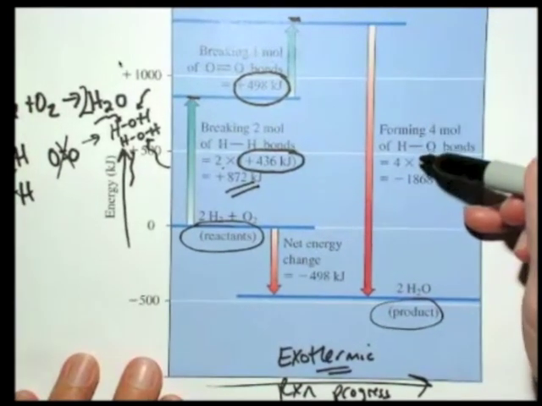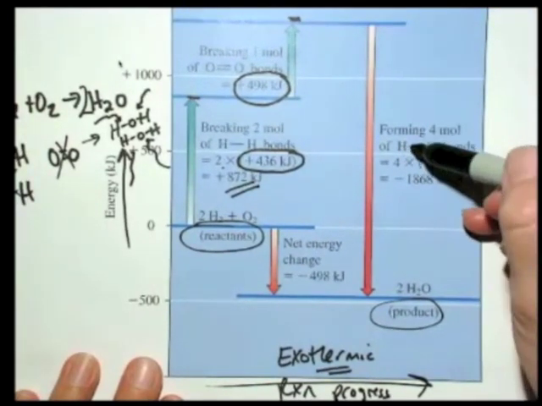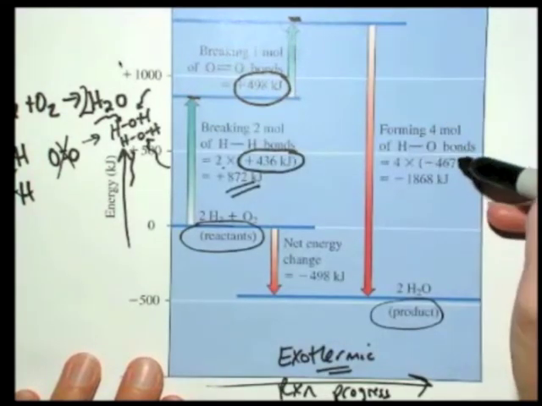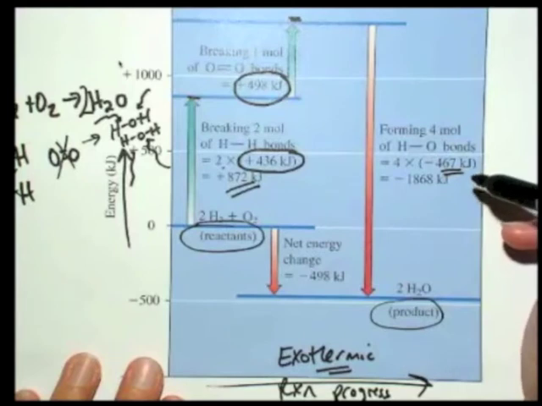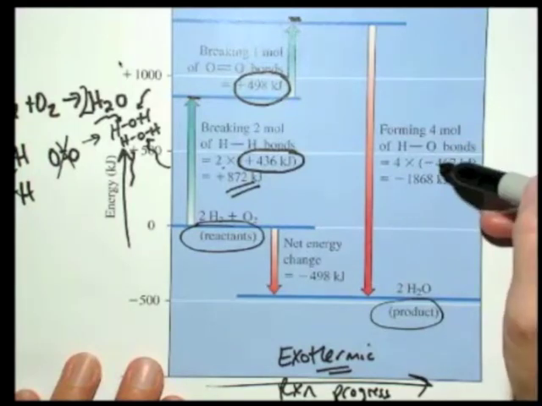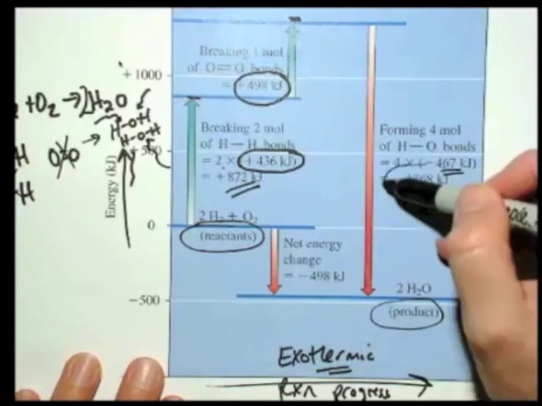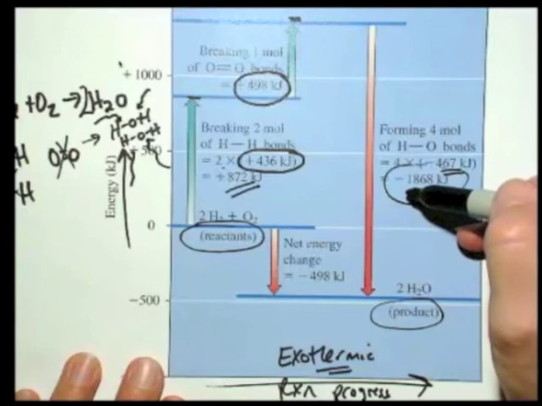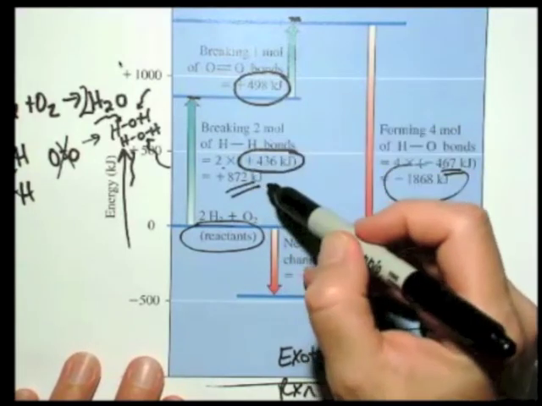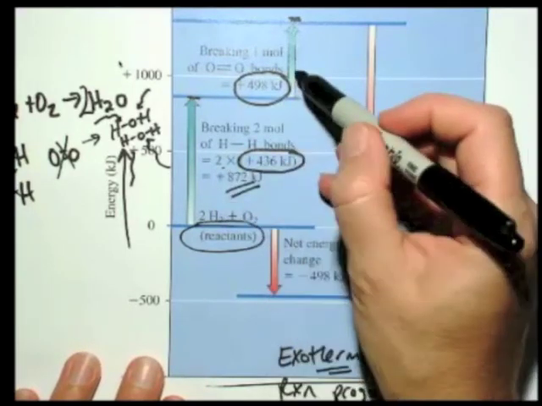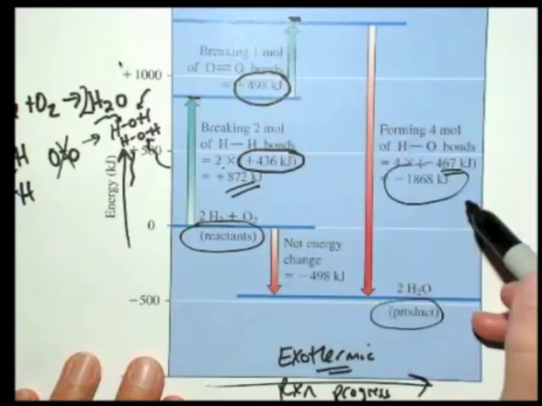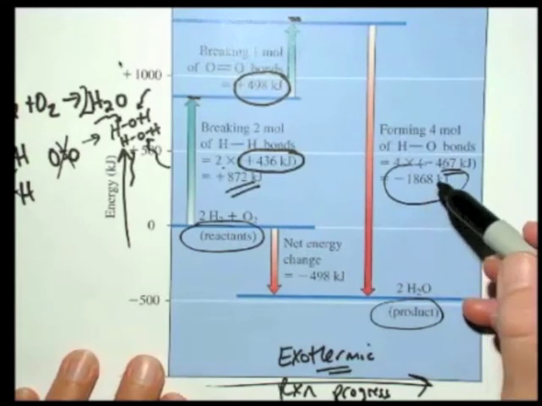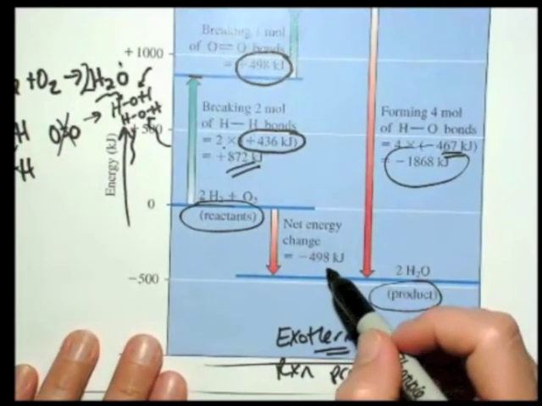Then when you form H-O bonds, and we have 1, 2, 3, 4 of those H-O bonds, it's 467 kilojoules per each one of those bonds is released. We have 4 of them, so that's a release of 1,868 kilojoules. And since it's a release, we put a negative sign to it. So we add up all these numbers. 872 kilojoules plus 498 kilojoules minus, or you can say plus a negative, 1,868. That gives you a net change of negative 498.